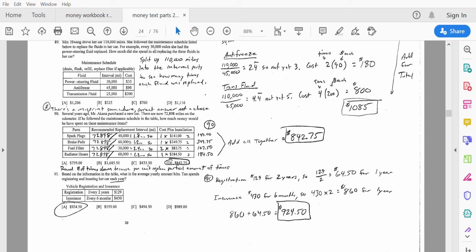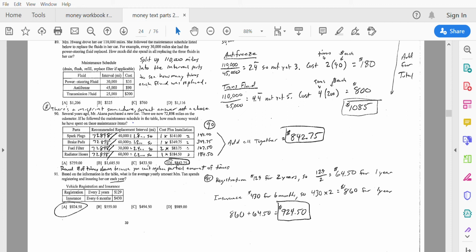Now you take these numbers, that's what he spent on all of them, and you add them together, and you get $842.75. And again, I've made a little note here. We round the number of times down because you can't replace a partial amount of times. You can't replace something 1.8 times. So it's not yet 2 times, so you've only replaced that once, with the spark plugs as an example.